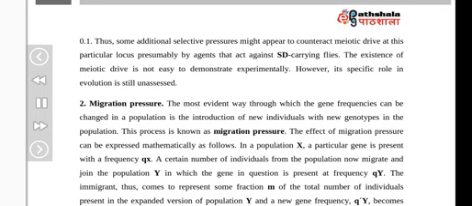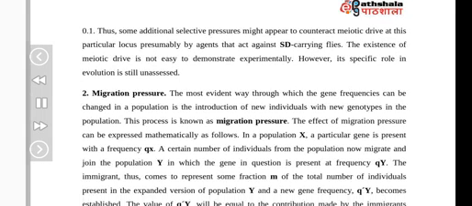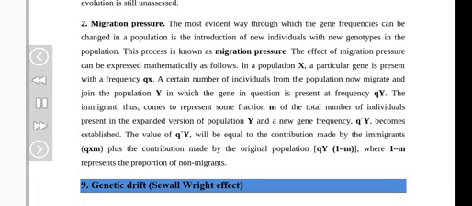2. Migration pressure. The most evident way through which the gene frequencies can be changed in a population is the introduction of new individuals with new genotypes in the population. This process is known as migration pressure. The effect of migration pressure can be expressed mathematically as follows. In a population X, a particular gene is present with a frequency Qx. A certain number of individuals from the population now migrate and join the population Y in which the gene in question is present at frequency Qy.